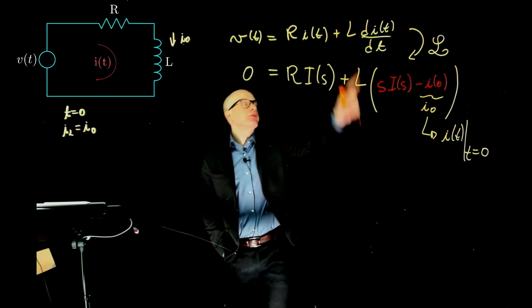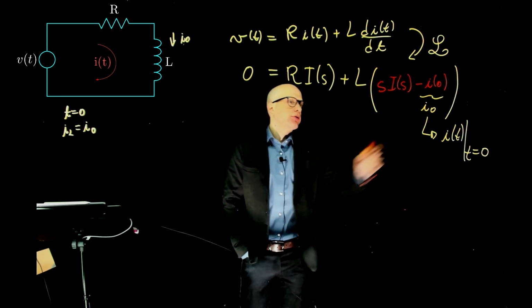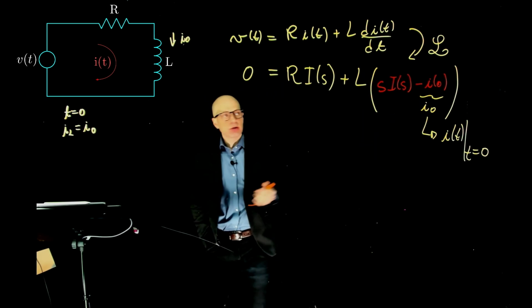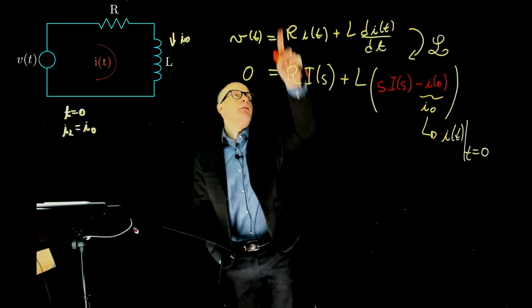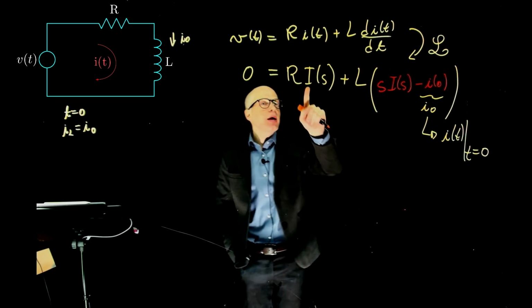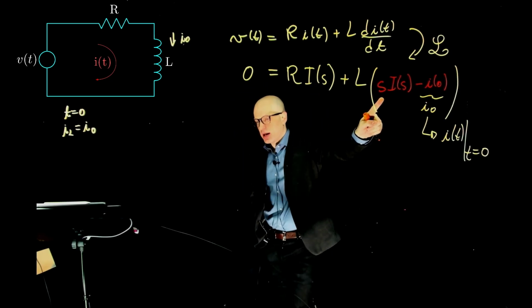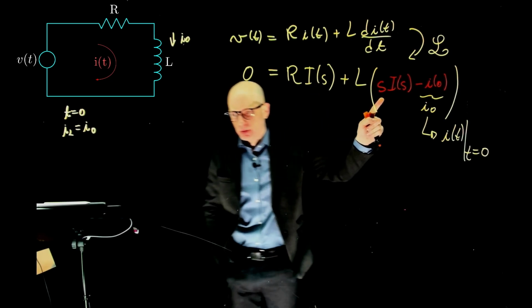Notice now the derivative disappeared. And because the derivative is gone, you have simply functions of S. That will make our job a lot easier because you can now combine these terms. We couldn't combine this I of t with di dt. But now we can because you have I of S here, we have I of S there, and you have this variable S that you can treat as any other variable.